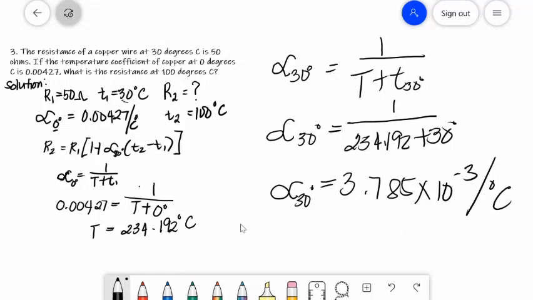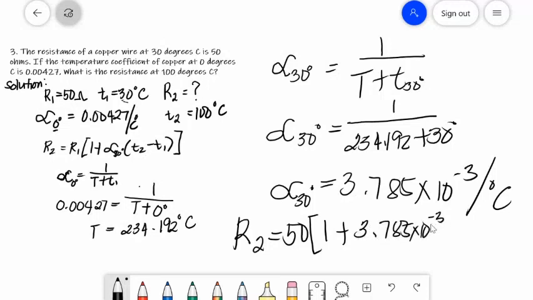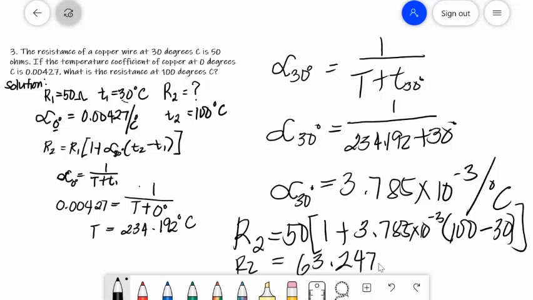Solving for R2, equal to 50 times 1 plus 3.785 times 10 to the negative 3, multiplied by T2, 100, minus 30. So R2 is equal to 63.247 ohms.